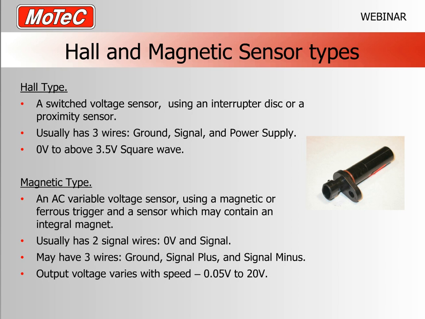Now the magnetic type of sensor is an AC variable voltage sensor, usually has basically a magnetic coil wound in it, so that when it sees varying magnetic levels or flux, it produces a varying AC voltage. So these typically have two signal wires, and that would be the 0 volt wire and the signal wire. And in some cases they have three wires where they have a separate ground. This gives better noise immunity, but they still produce an AC variable voltage. Now this voltage, because it's generated from a magnetic source, it varies with speed. As the engine speed goes up, the voltage of this sensor changes as well.